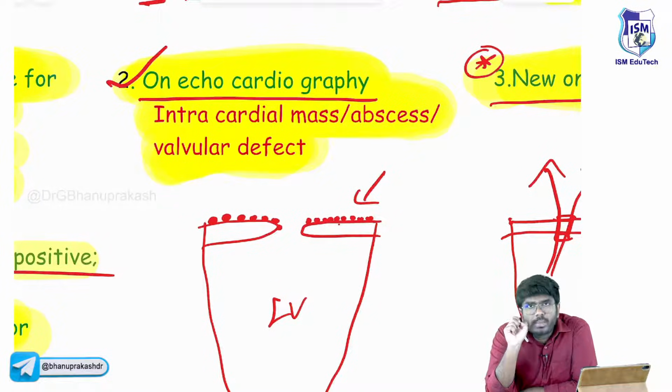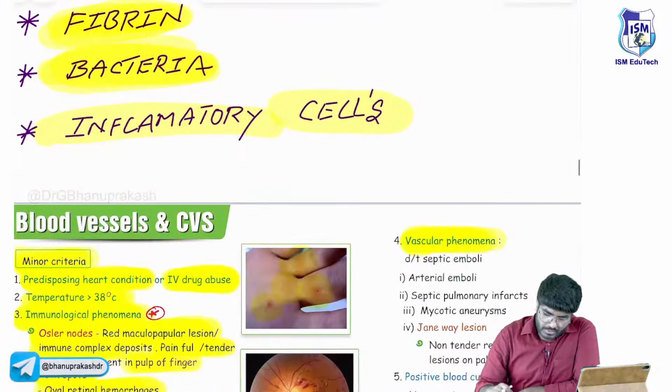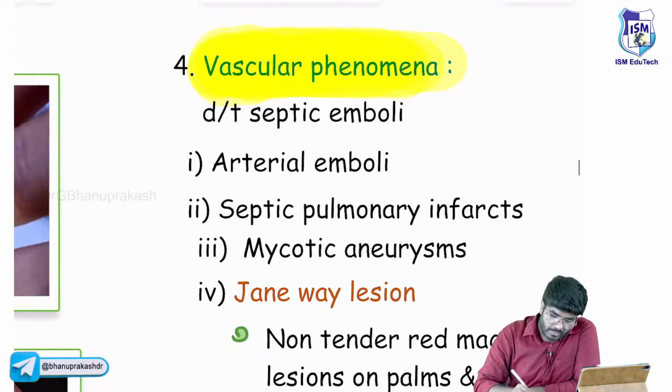The small emboli will get lodged into the blood vessels. They will block the blood vessels. If they are large enough, they can block the blood supply to the brain. So a patient who is having infective endocarditis may develop stroke. True, possible. So now look here, this vascular phenomena is because of the septic emboli.